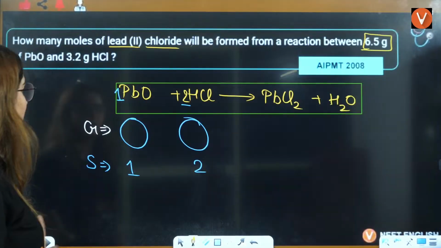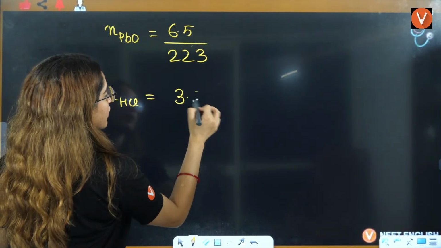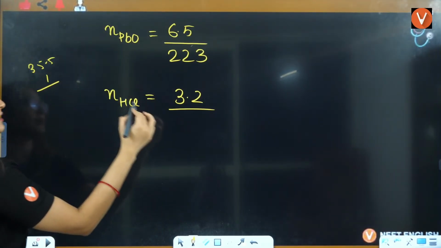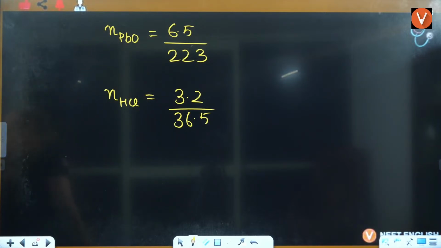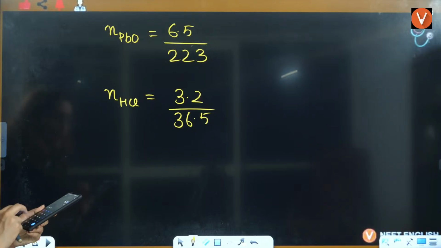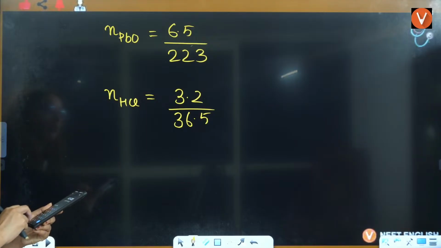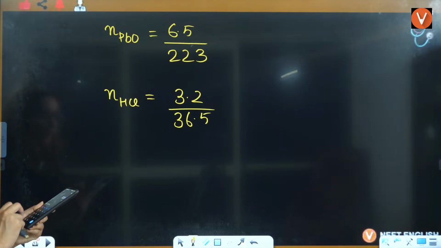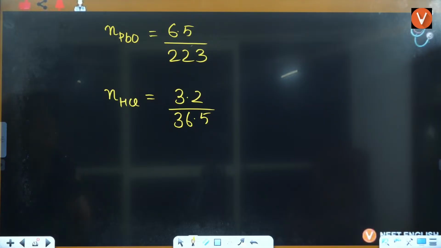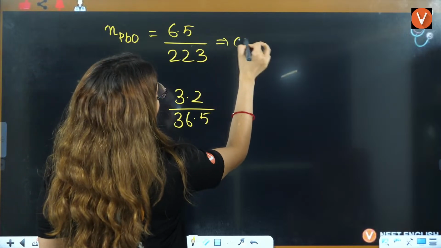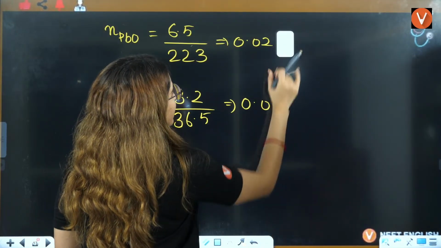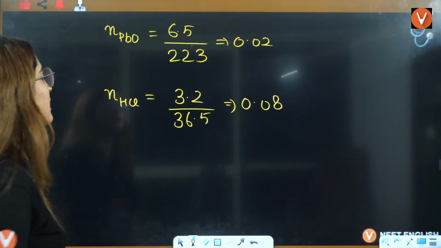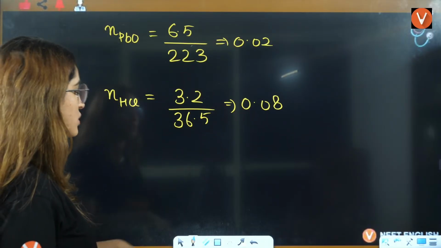Then what is the number of moles of HCl? For HCl, that is 3.2 divided by the mass: H is 1 and Cl is 35.5, that is nothing but 36.5. Now tell me the number of moles of PbO and of HCl. The moles of PbO is 6.5 divided by 223, which is 0.029, and for HCl, 3.2 divided by 36.5, which comes out to be 0.08. We can take the approximate values here, because we don't need to find it in full detail.